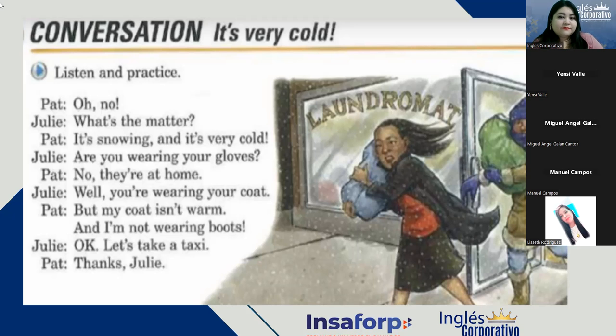Oh no. What's the matter? It's snowy and it's very cold. Are you wearing your gloves? No, they are home. Well, you're wearing your coat? But my coat is warm. And I am not wearing boots. Okay, let's take a taxi. Thanks, Julie. Perfect, excellent. Thank you, girls.